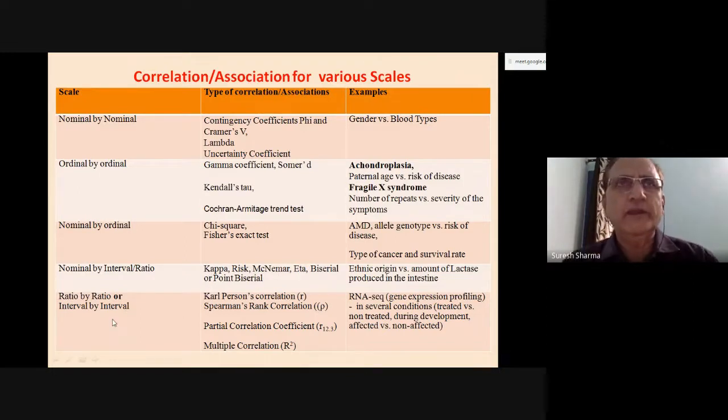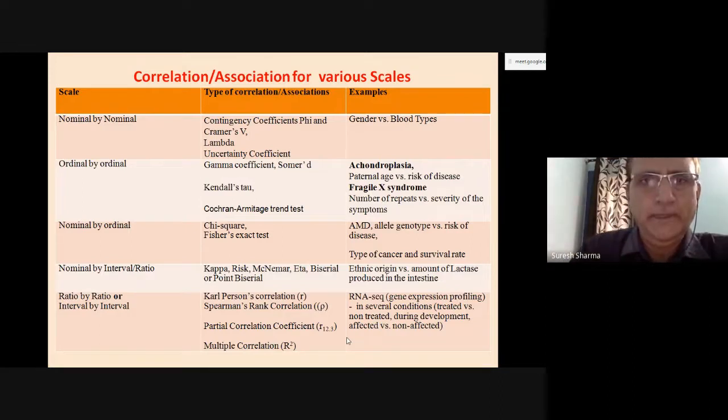Of course, for the last category, ratio by ratio, like height versus weight, age versus blood pressure, you have a lot of choices. Go for Karl Pearson, Spearman, partial, multiple. So all these things can be computed. So these are examples.